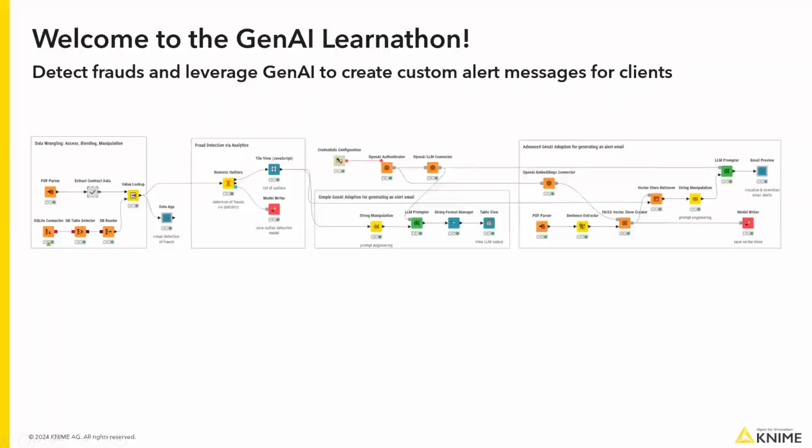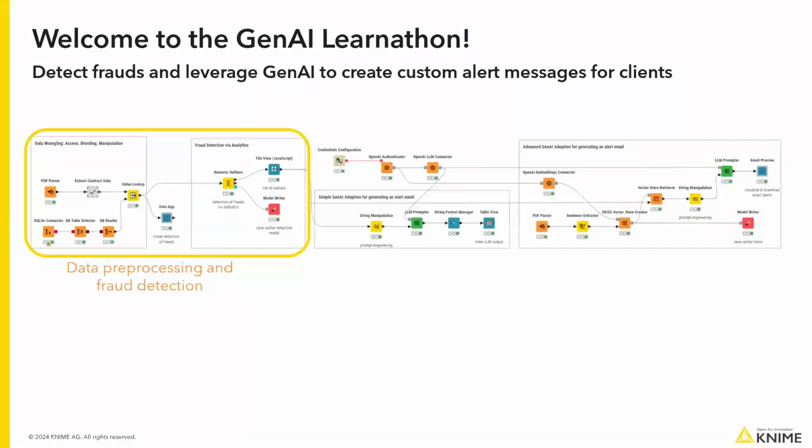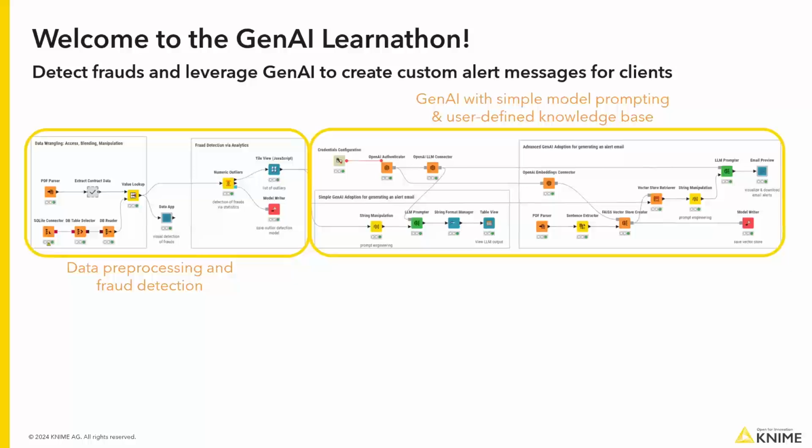Okay, so we're gonna be detecting frauds in contracts, and then we're gonna leverage GenAI to create custom alert messages for customers or for clients for which there is a suspicious activity, and in a way to alert them. So we're gonna have a section where we have data preprocessing and fraud detection, and then the following section is about really using GenAI in one way is a simple approach. So we just prompt the model with a simple prompt, and a more complex step, we're going to use vector stores and user-defined knowledge base to enrich the response of the model.